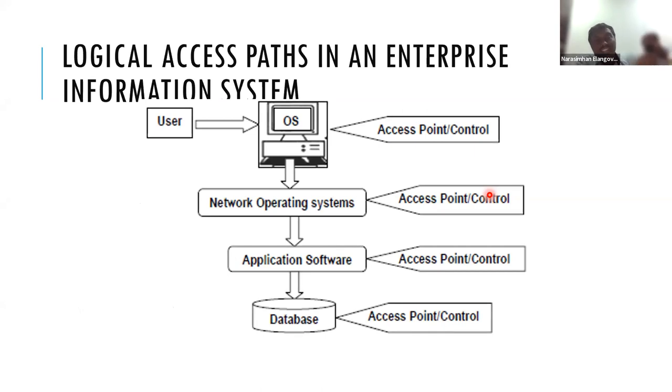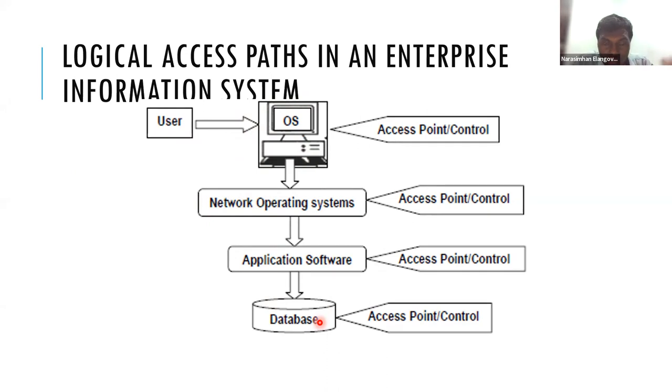Next, when it comes to logical access path, this is an example of where all attacks can happen. A user is logging into a computer. I am logging into my system. There's an access point. My system, my mobile, is accessing my network. It's an access point. My network is logging into the application software. That means my network and application software have to speak with each other. Application software has to speak with data. So in all the layers, there is an access, and therefore there is a possibility of an attack.